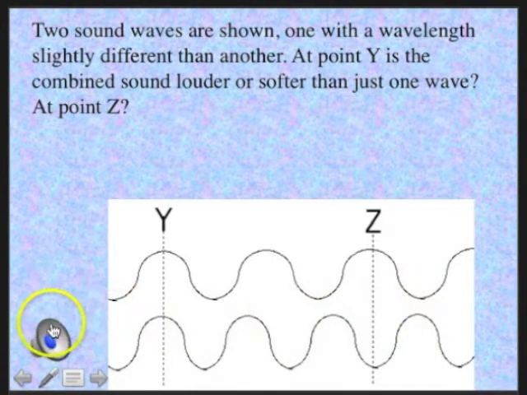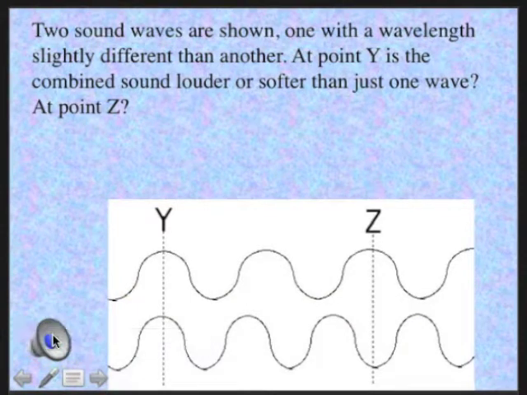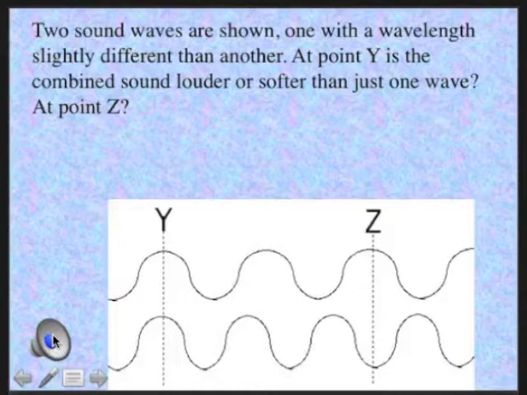So this manifests in a sound wave. Just listen to this. This represents two tuning forks, one which has a very slightly different wavelength than the other one. And we strike them both at the same time.